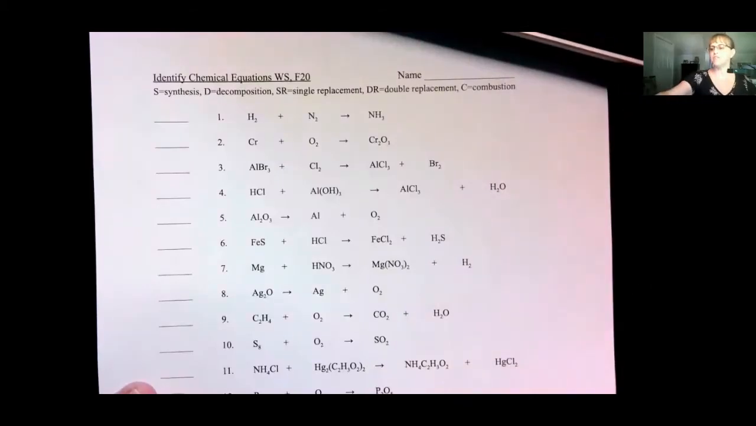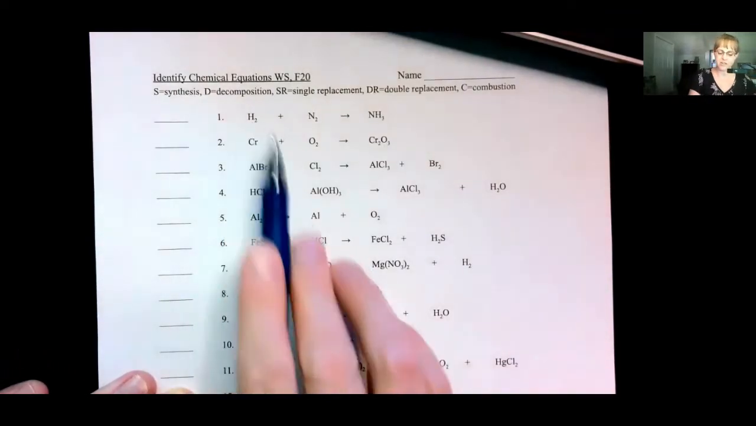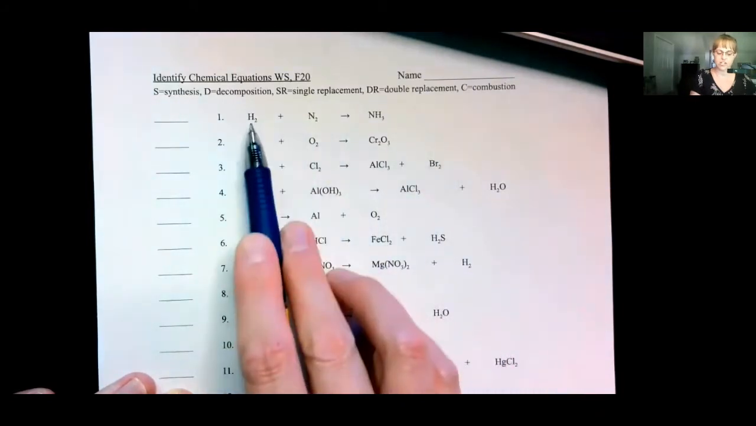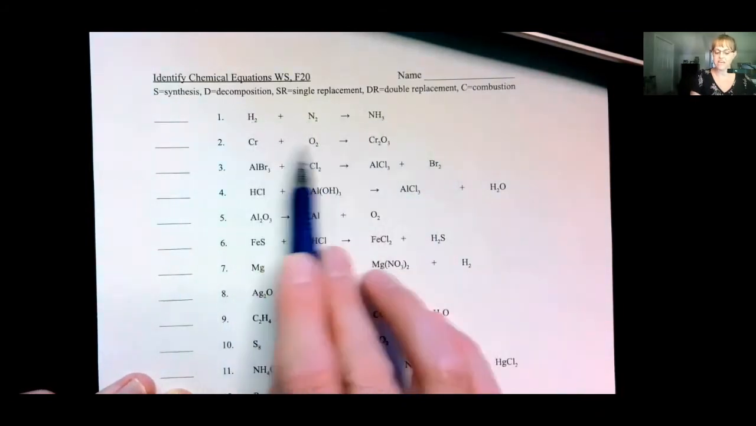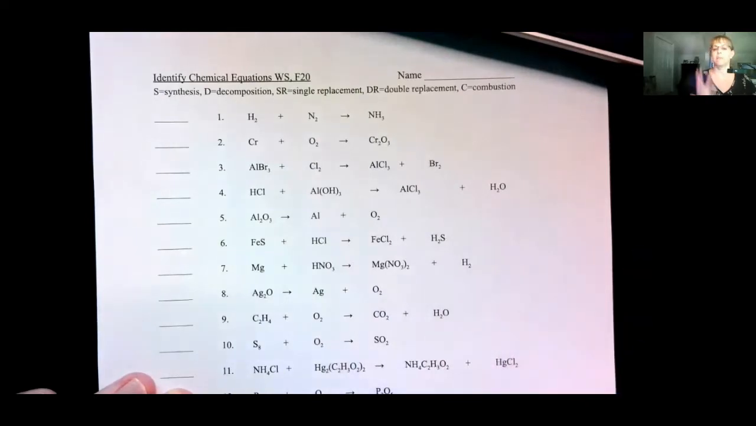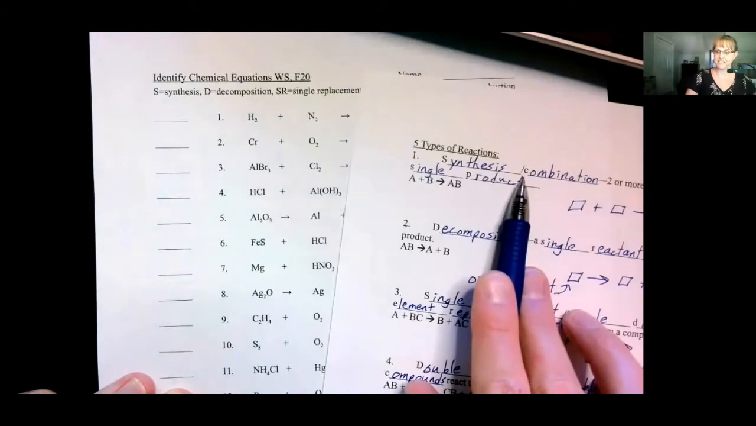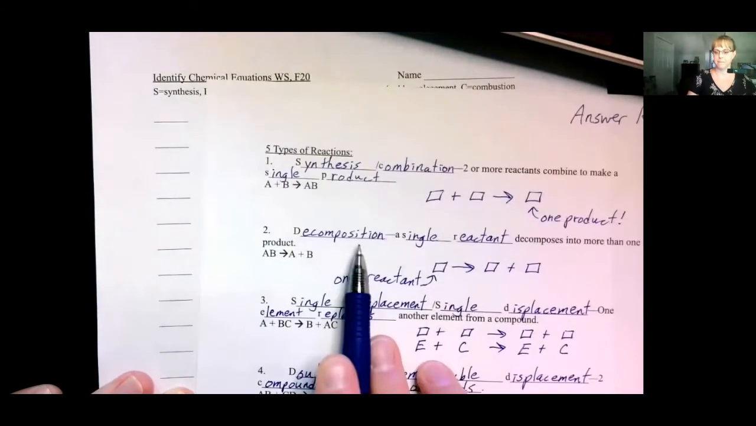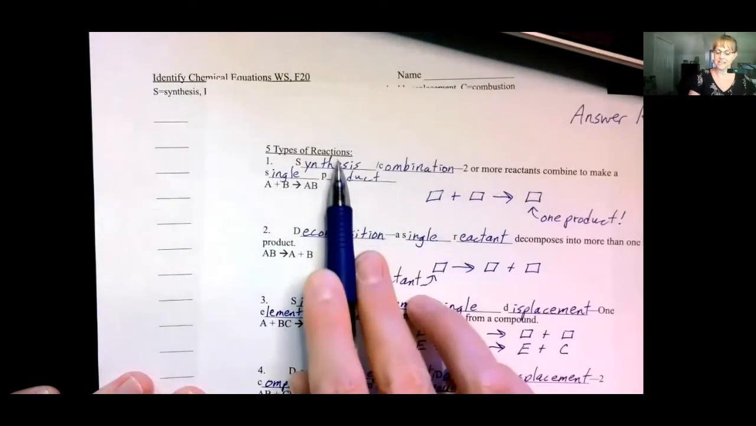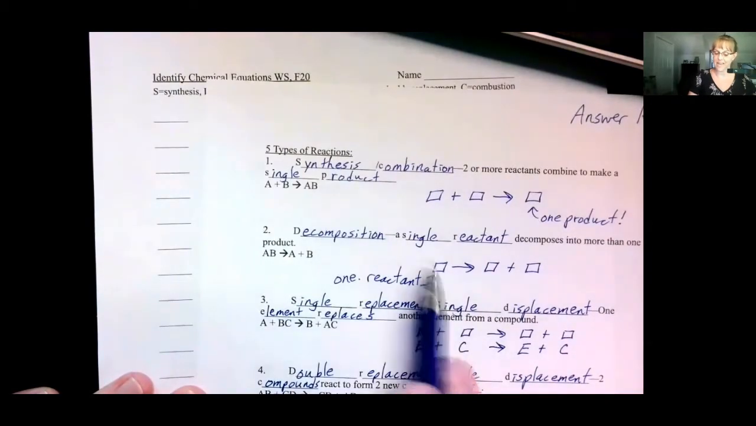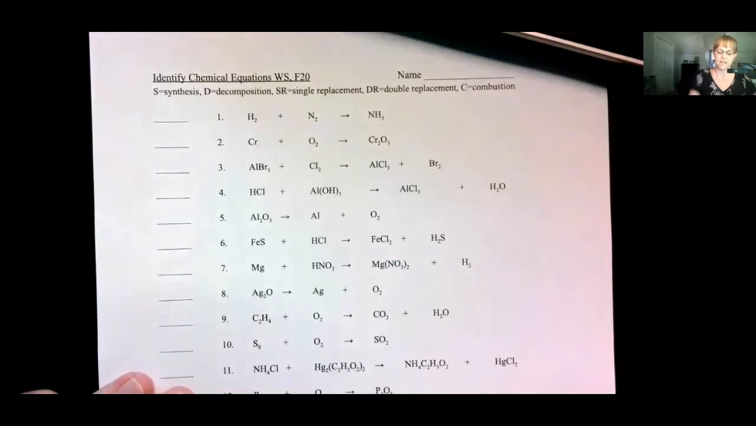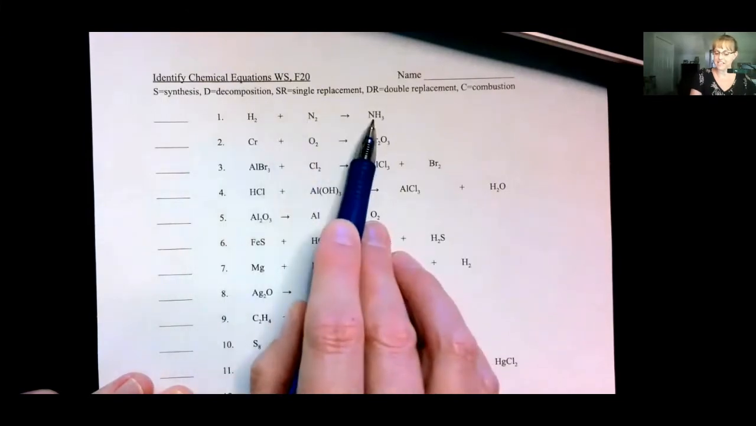So now let's go over the first few problems and see if we can identify these chemical reactions. Notice in the first and the second equations, we have three compounds or elements. We have three things. So it must either be a synthesis or a decomposition. If we have a single product, it's a synthesis. If we have a single reactant, it's a decomposition. We have two reactants and one product, therefore this is a synthesis reaction.